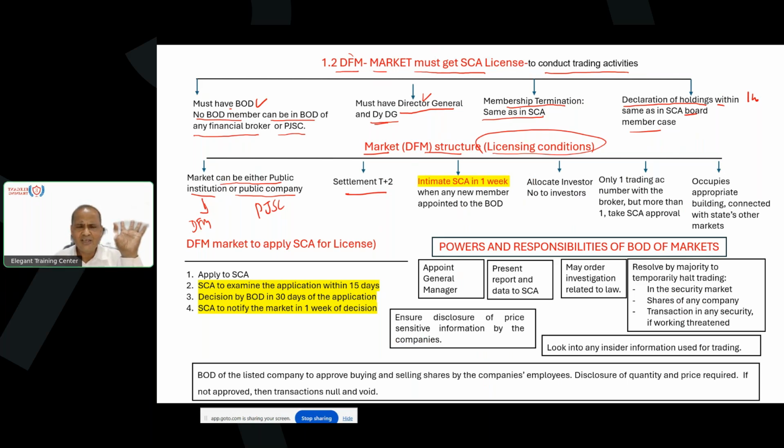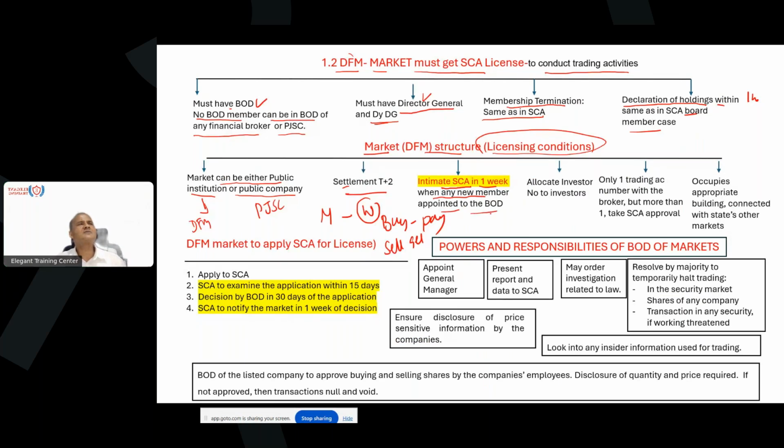Clear? So settlement means what? T plus 2 means if you buy on Monday, then on Wednesday, that's called T plus 2. If you buy, you pay. If you sell, you get. That's called settlement. Clear?